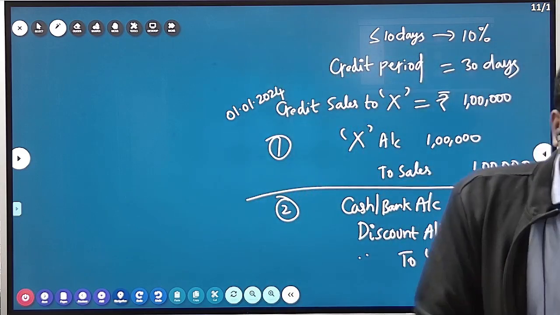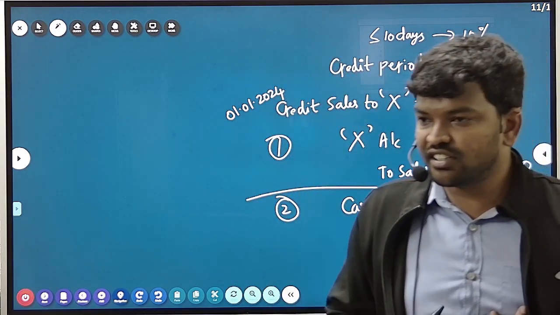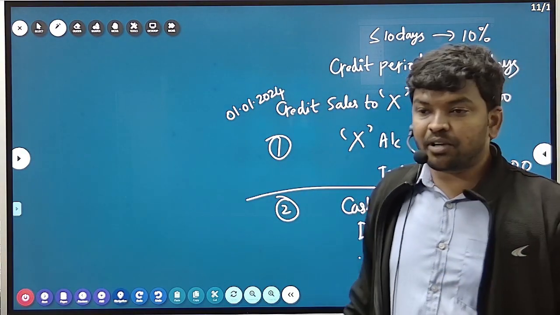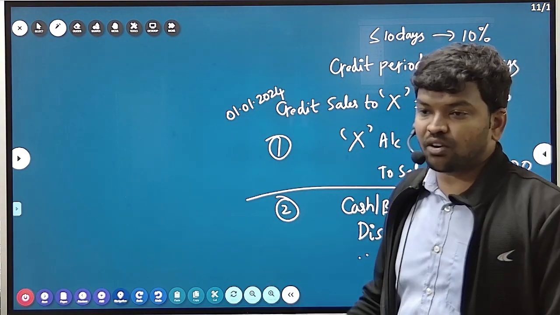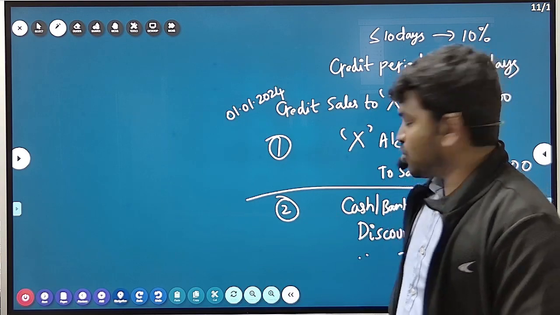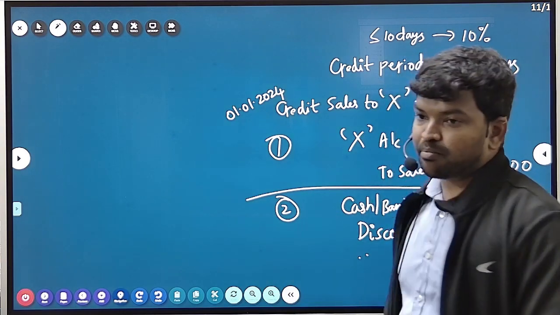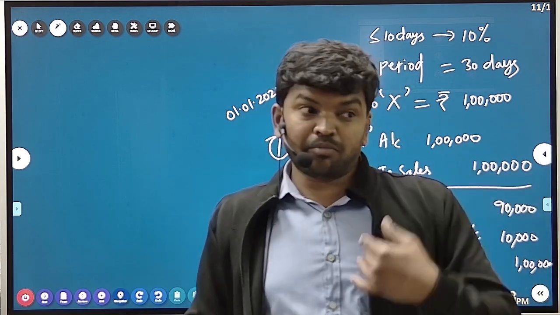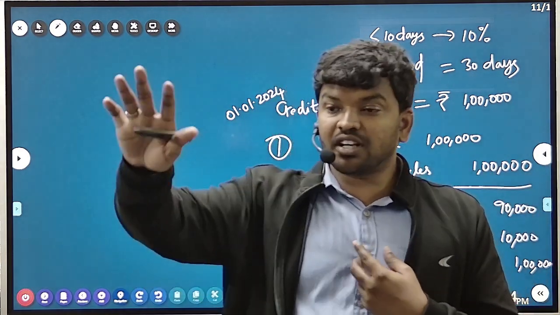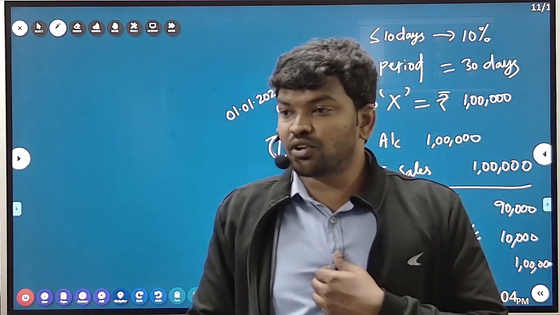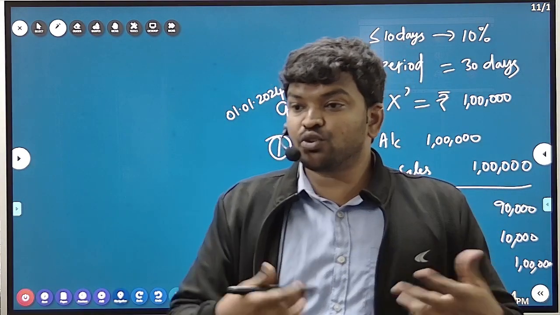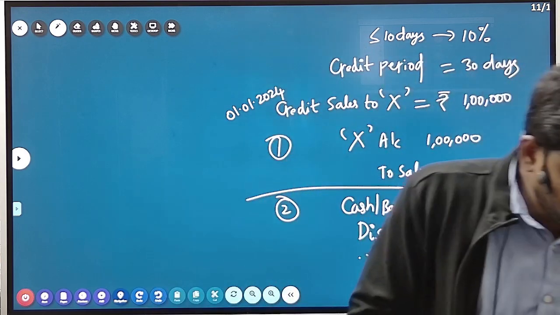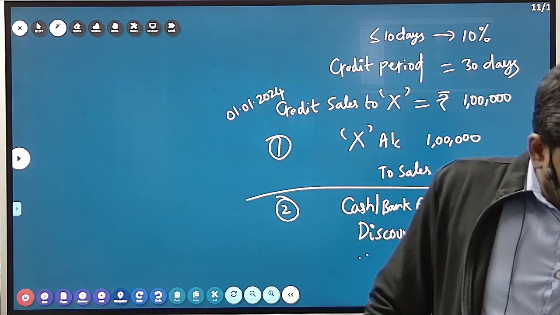Bad debts is nothing but unrecovered debtors. Discount allowed is for the prompt payment of debtors, where you are going to allow some discount. So you create provision for this also based on past experience. You know that this particular debtor will pay me early, this particular debtor will not pay for sure. You generally assume some percentage, and based on that percentage, you will take this.